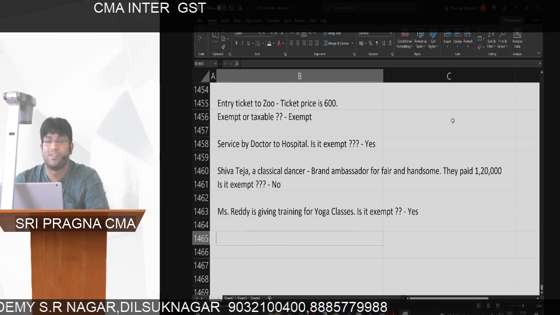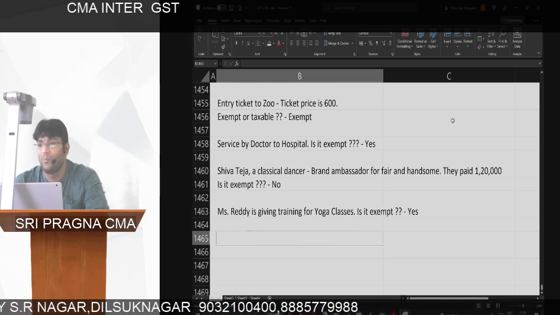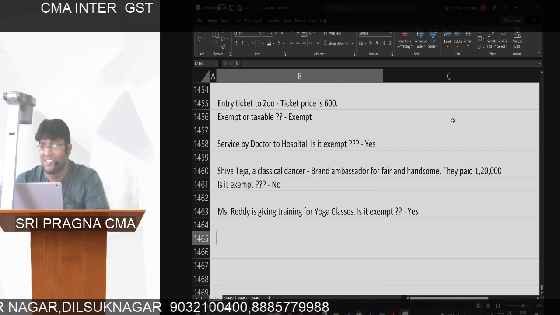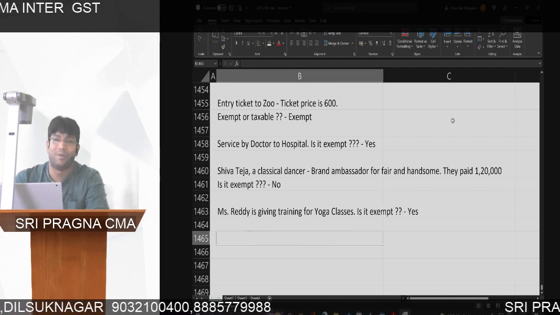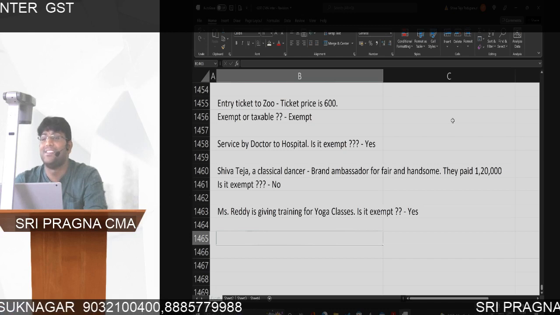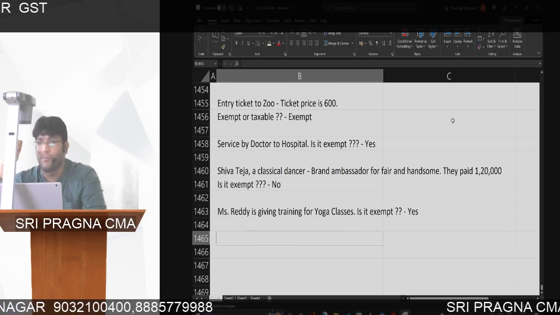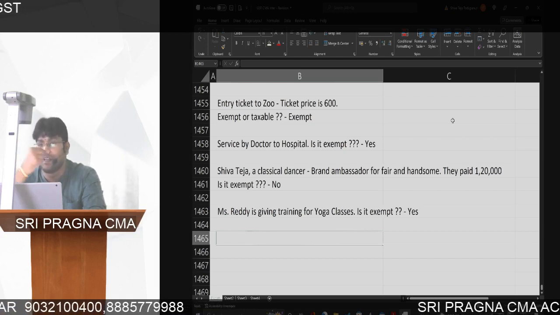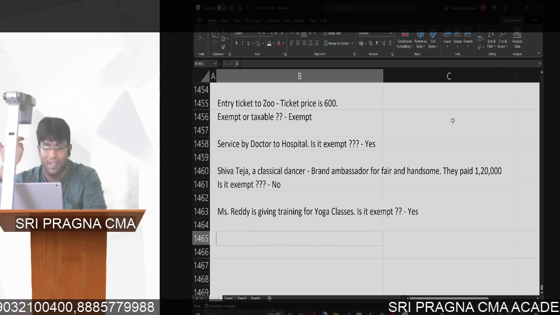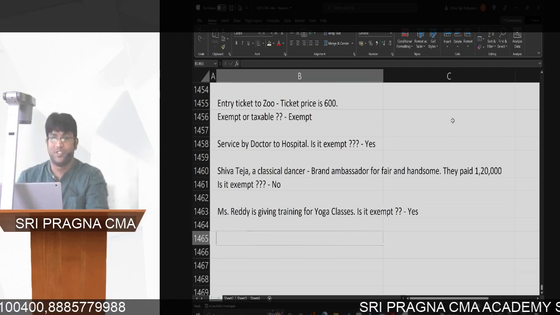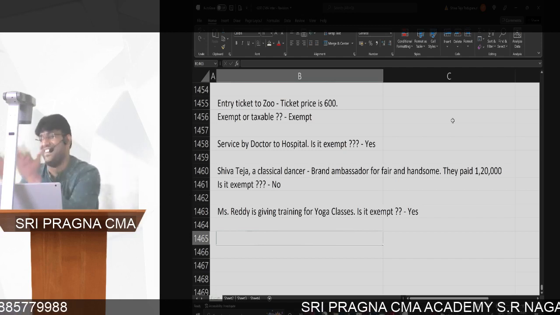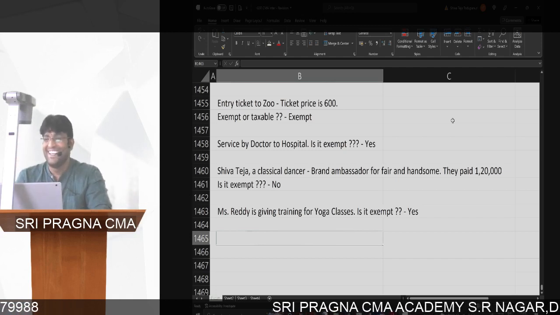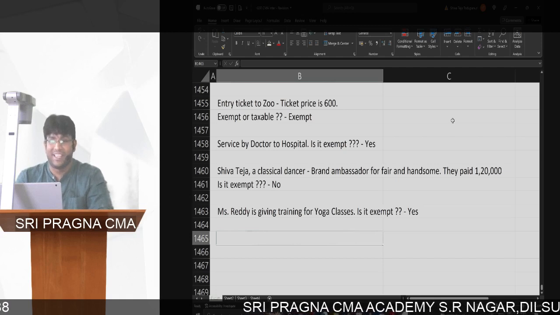We have concepts like homeopathy, naturopathy, allopathy. Shivapathy is taxable. Exemption is only for homeopathy, allopathy, naturopathy, Unani, Siddha. Yoga is also a type of recognized system of medicine. In fact, there are so many doctors who say yoga is fantastic. Shivateja also is planning to do that. Exempt. Next.